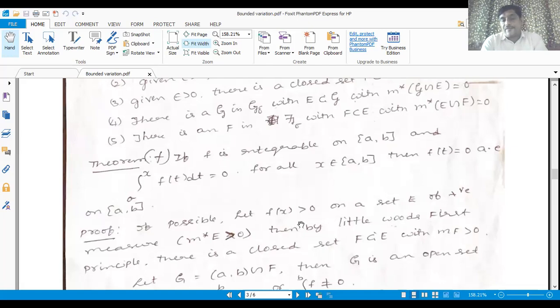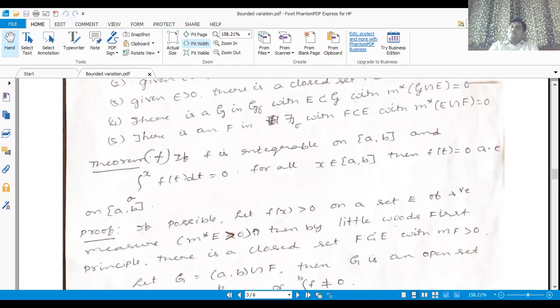Suppose f of x is greater than 0 on a set E of positive measure, m star E greater than 0. You know that for any set we have chosen, because there is an open interval, definitely there are some sets that may be open or closed.